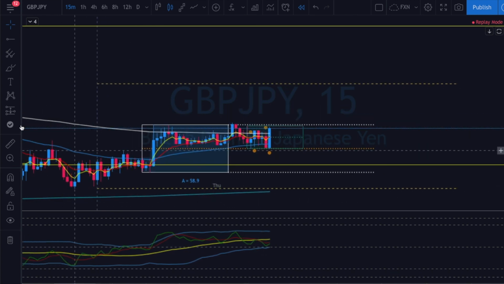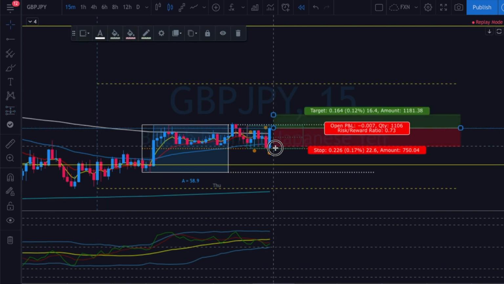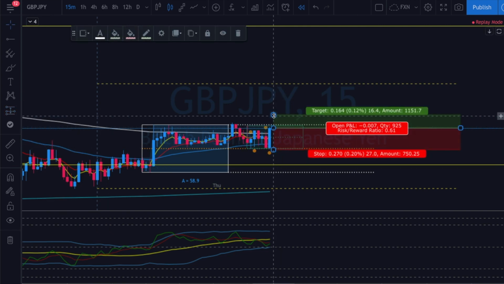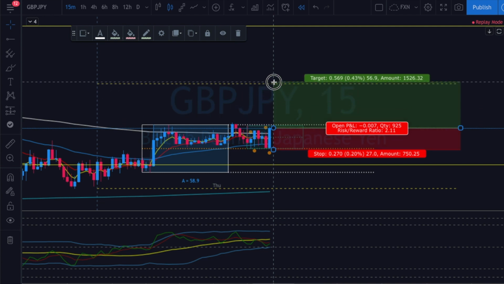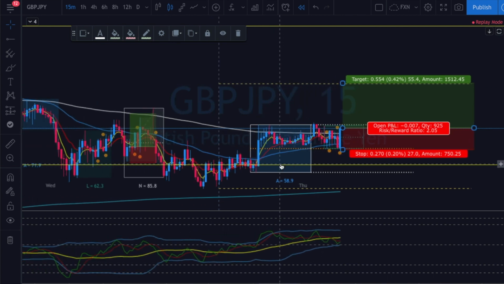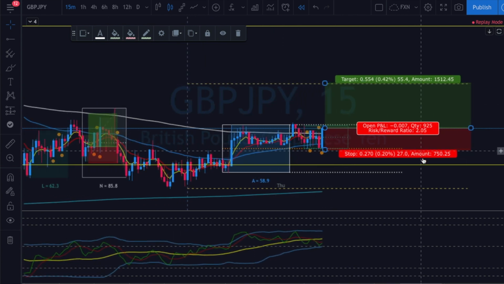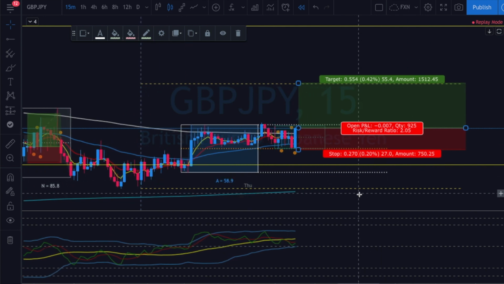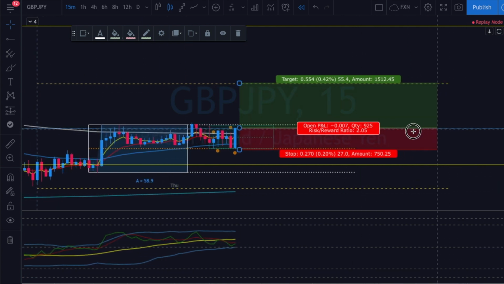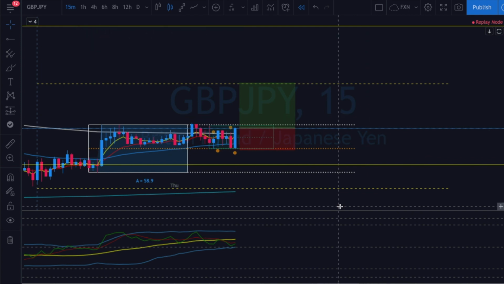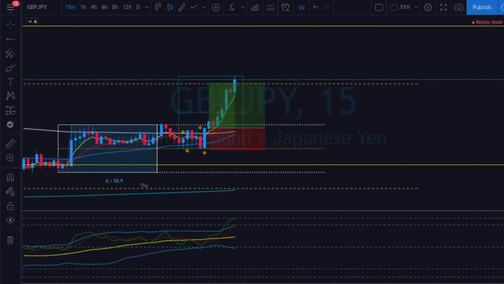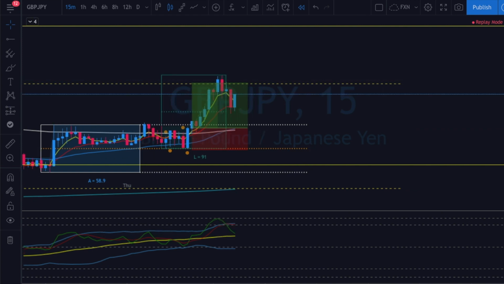I think this right here would be 27 pips. Good Lord, that's way too much. Let me see. So to get to yesterday's high, 55 pips, 2-to-1 risk to reward ratio, 27 pips. Let's see if we can get there or not. So we made it there. Wow, look at that. That's amazing.